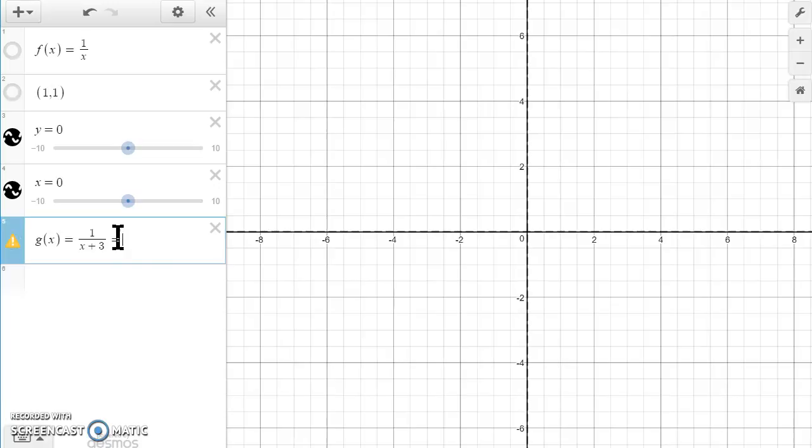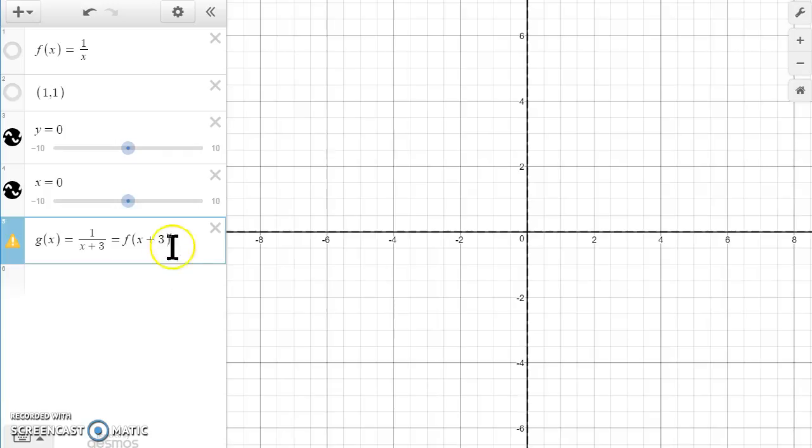How can I write this in terms of f? This would be f of... So what do I substitute the x with? If I want to represent the function g, which is 1 over x plus 3, using f of x, I'm going to change the x. So I have to replace just the x with something, so that I will get 1 over x plus 3. That would be f of x plus 3.